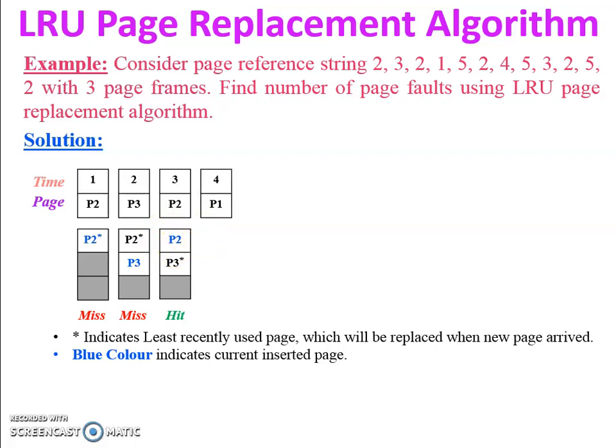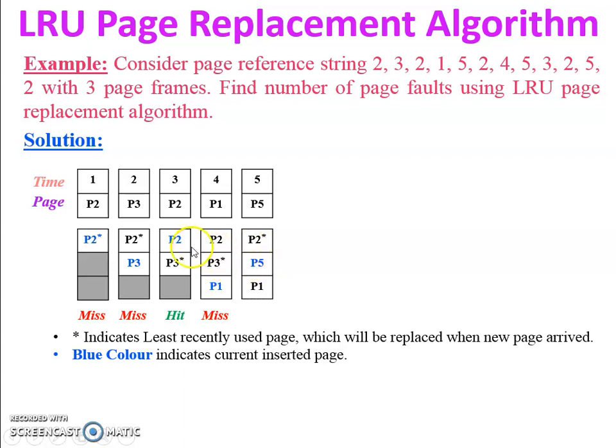At time slot 4, the page is P1. P1 is not available, so P1 is inserted into the empty slot in the page frame, and it is again a page miss. Now at 5, the page is P5. P5 replaces P3. Why? Because P3 is starred, and the star indicates it is least recently used. P1 and P2 were used last, and before them P3 was inserted, so P3 is least recently used. P3 is replaced by P5, and it is again a page miss because P5 is not available.